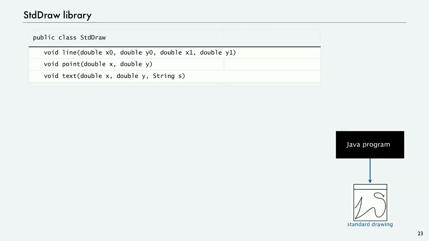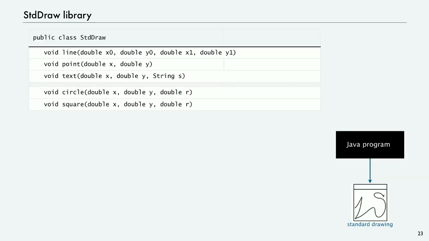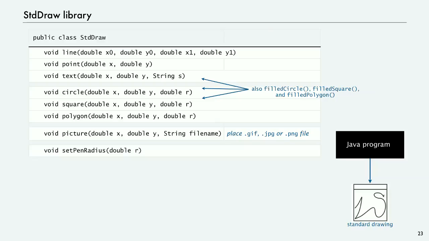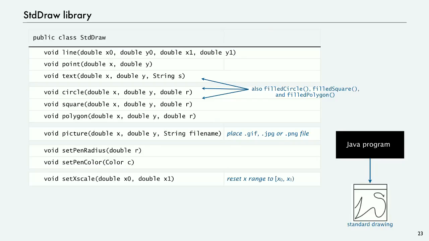You can plot text at a particular position. You can draw a circle of a given radius or a square. And you can also fill them with black or white or gray color or some other color. You can place a picture that's in a file, a GIF or JPEG or PNG file, at a particular place. There's the ability to set the thickness of the line or the pen radius, the color, and then there's some scaling methods. And we'll take a look at using each one of these.